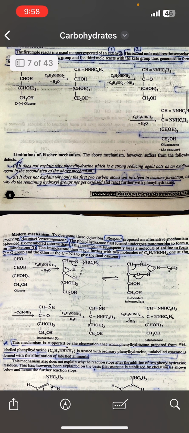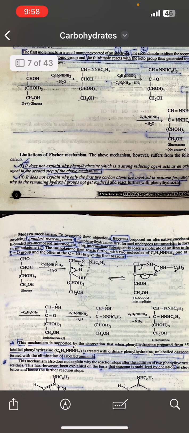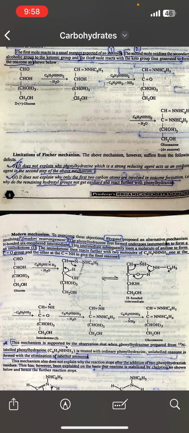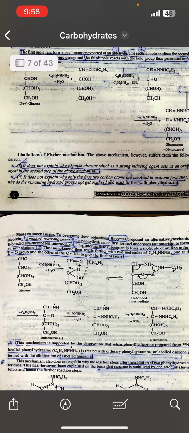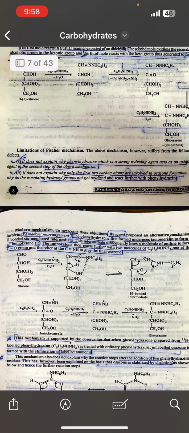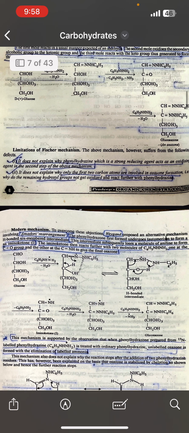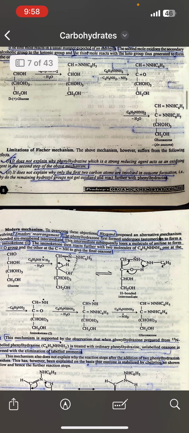Limitations of the Fischer mechanism. The above mechanism, however, suffers from the following defects. It does not explain why phenylhydrazine, which is a strong reducing reagent, acts as an oxidizing agent in the second step of the above mechanism. It does not explain why only the first two carbon atoms are involved in osazone formation. That is, why do the remaining hydroxyl groups not get oxidized and react further with phenylhydrazine?